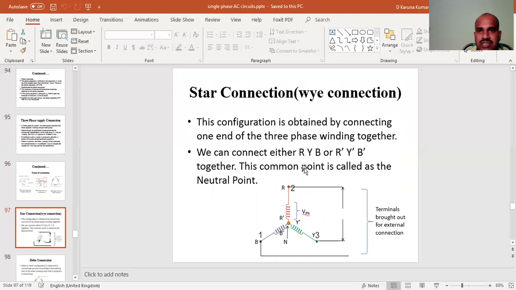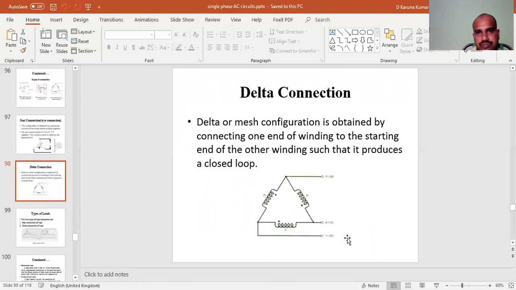First of all, the star connection. This configuration is obtained by connecting one end of the three-phase windings together. You connect one end each of R, Y and B together. This common point is called the neutral point. The terminals brought out externally are connected to the load.